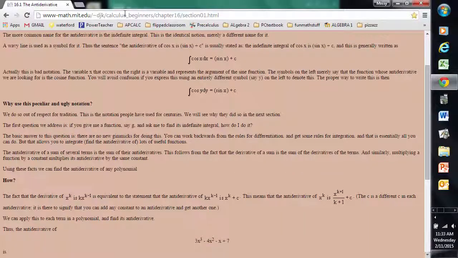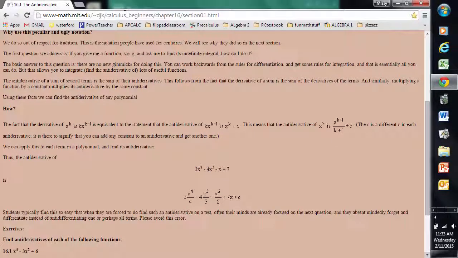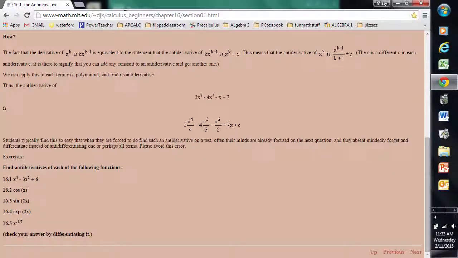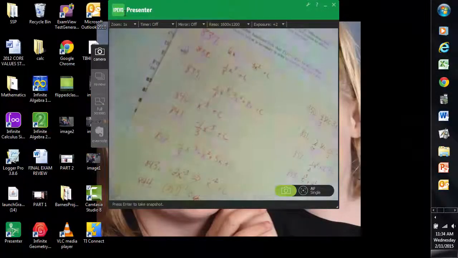antiderivatives. So read through this sometime. You can pause this and read it, and then you can try some. And then, again, you just check your answer by taking the derivative and seeing if you get what you started with. So, back to the ones that I sent you.